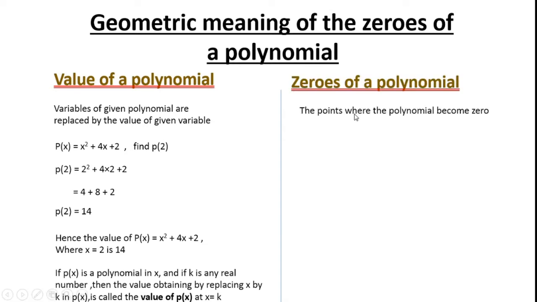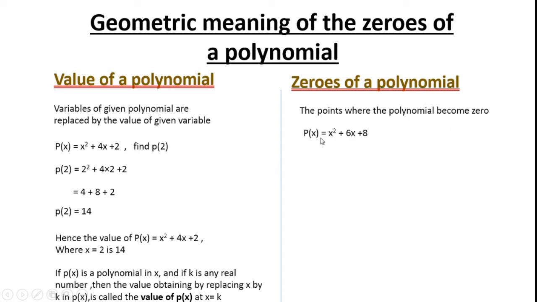Next, we'll see the zeros of a polynomial. Zeros of a polynomial can be defined as the point where the polynomial becomes zero. What is that? Zeros of a polynomial can be defined as the point where the polynomial becomes zero. Let us check with an example.